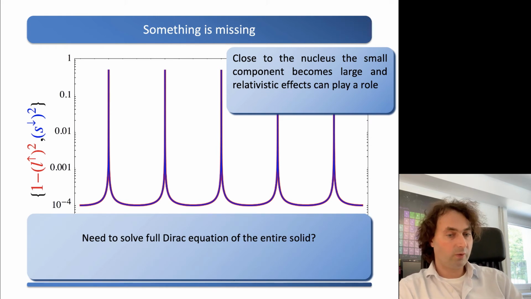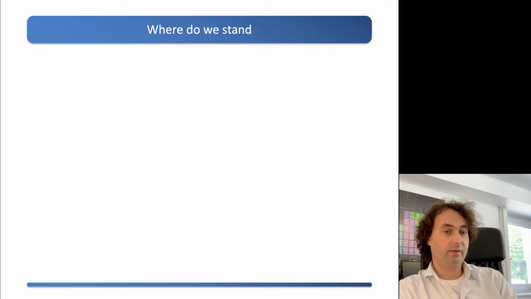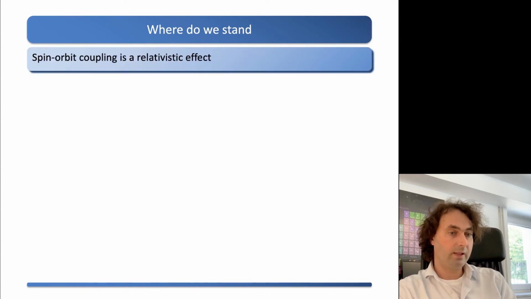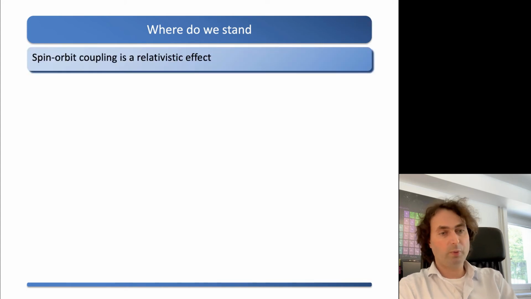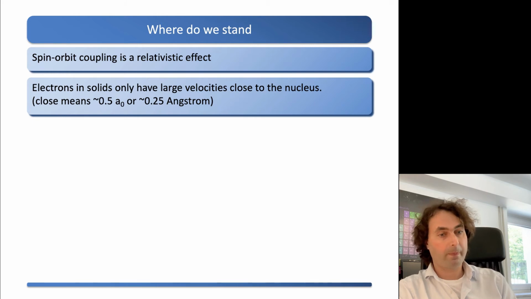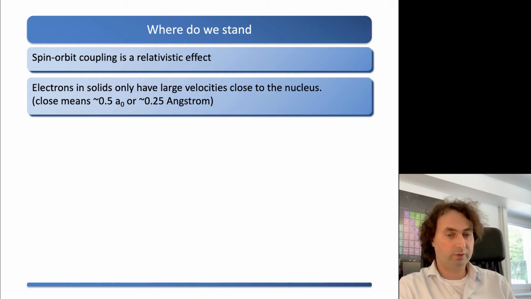So do we need to solve the full Dirac equation for the entire solid? No, we can treat these interactions perturbatively close to the nucleus. Let's see where we stand. Spin-orbit coupling is a relativistic effect. Electrons in solids only have large velocities close to the nucleus. Close meaning half a Bohr radius, a quarter of an angstrom.